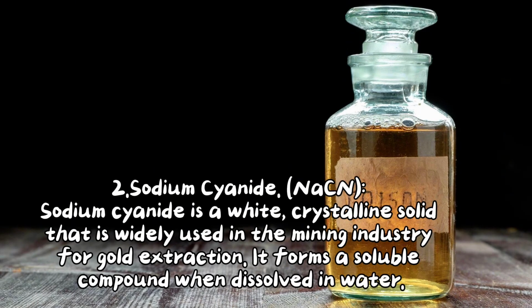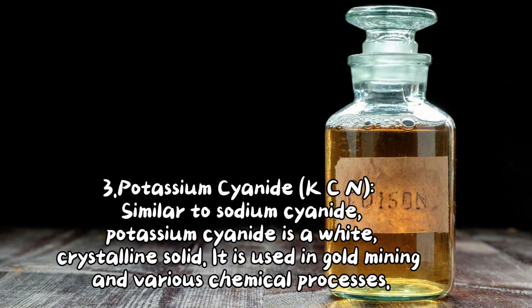2. Sodium cyanide, NaCN. Sodium cyanide is a white, crystalline solid that is widely used in the mining industry for gold extraction. It forms a soluble compound when dissolved in water. 3. Potassium cyanide, KCN. Similar to sodium cyanide, potassium cyanide is a white, crystalline solid. It is used in gold mining and various chemical processes.